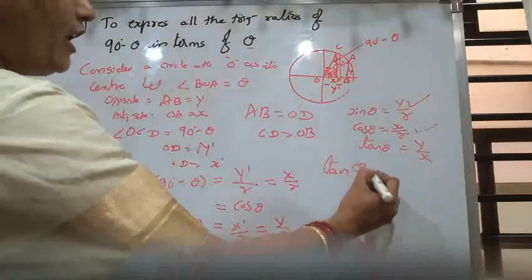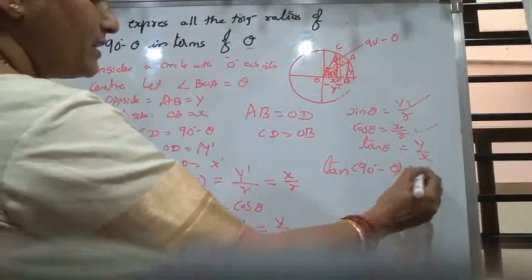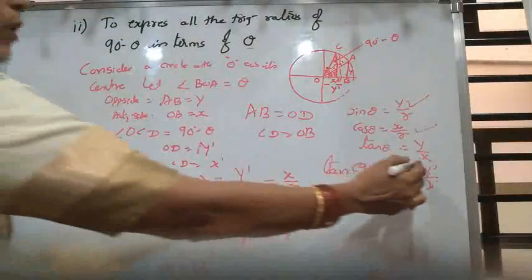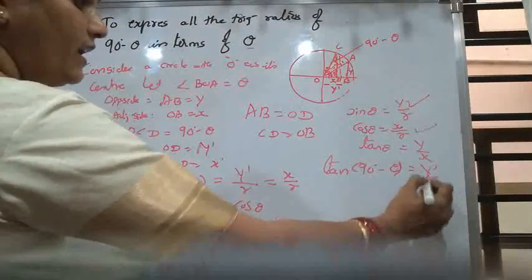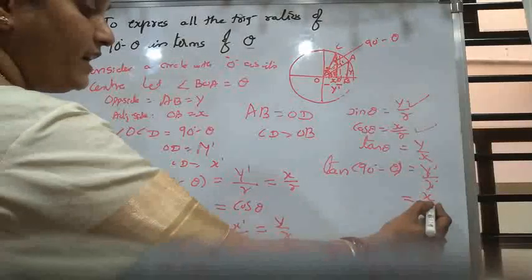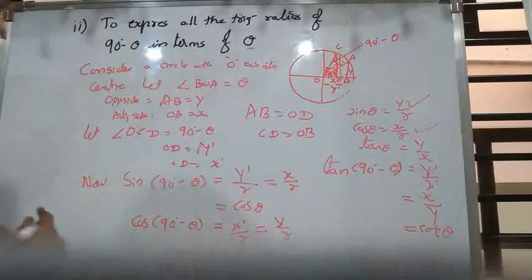Then, tan of 90 degree minus theta is the opposite side to the adjacent side. But you know, y dash is x and x dash is y. So it is x by y, adjacent side divided by opposite side, which is the ratio for cot theta.